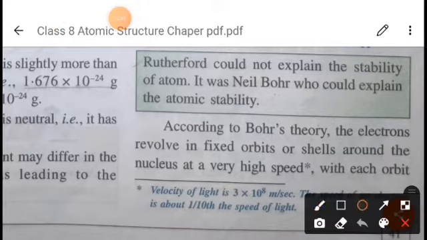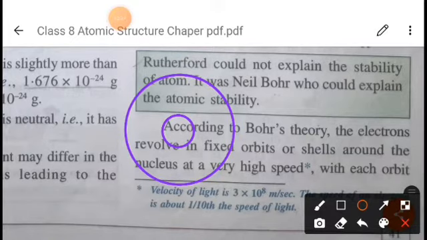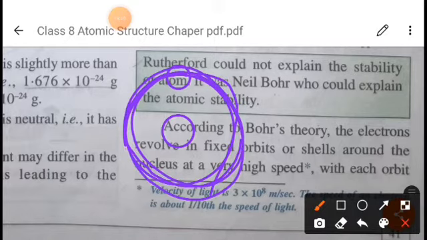Now we will see what the Bohr atomic model is. According to Neil Bohr, suppose this is an electron. What did he say? According to his theory, the Bohr atomic model, the electron revolves in a fixed orbit or a shell around the nucleus at a very high speed. Means electrons will rotate in this fixed orbit, okay? The electron will rotate in its fixed orbit with a very high speed.